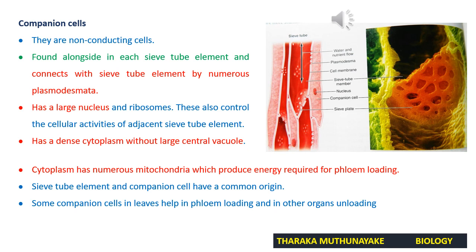Also, companion cell has a dense cytoplasm without a large central vacuole. Remember, without a large central vacuole. If you consider phloem parenchyma, it has a large vacuole. Therefore, absence of a large vacuole can be easily used to distinguish a companion cell from phloem parenchyma in the tissue diagram. So remember that and note that. Okay. Then cytoplasm has numerous mitochondria which provide energy required for phloem loading.